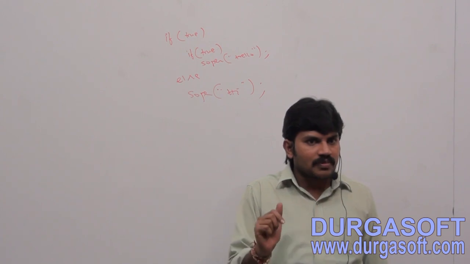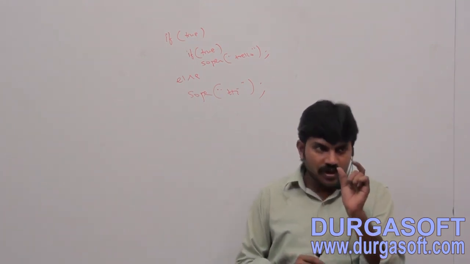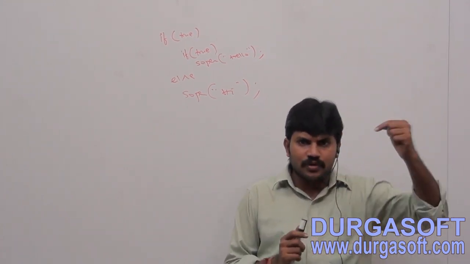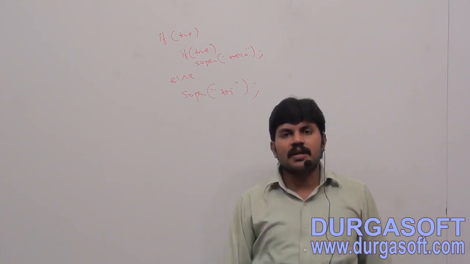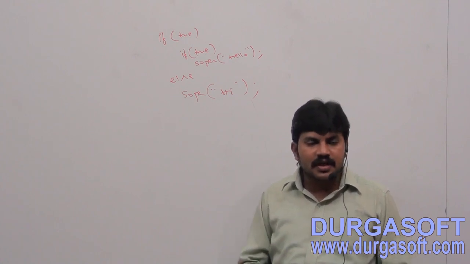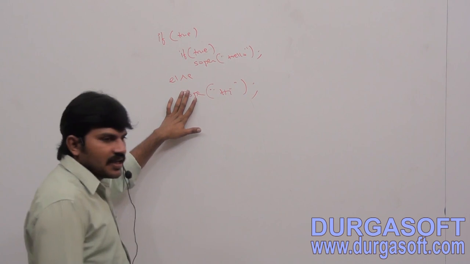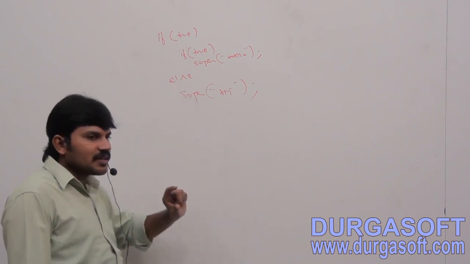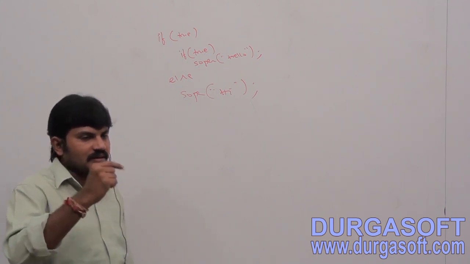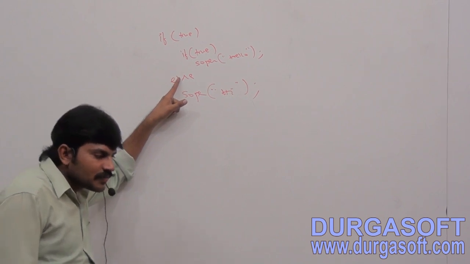Dangling else problem is nothing but, you may have heard in the programming languages, this type of problem is very, very common. Else is related to which if is always a problem. But Java compiler is not that much weak. Java compiler is strong in this area. Clear rule is there for the Java compiler. If anywhere else is there, it is always related to nearest if. Are you getting? It's always related to nearest if. Then this else is related to which one?